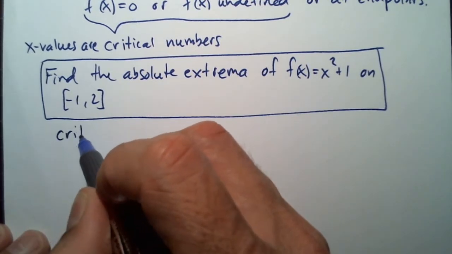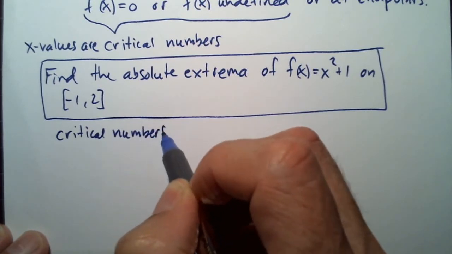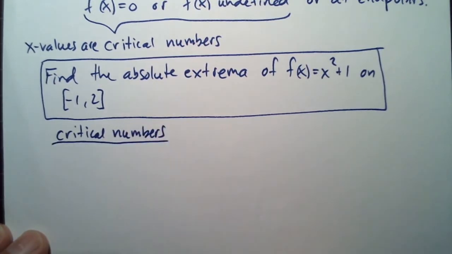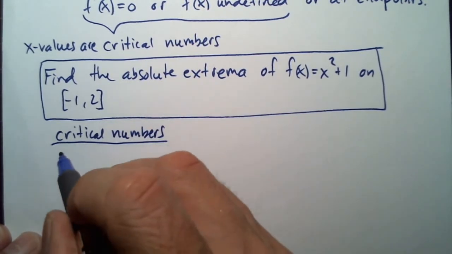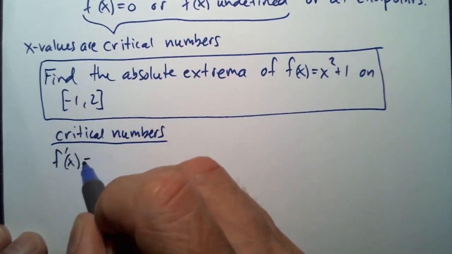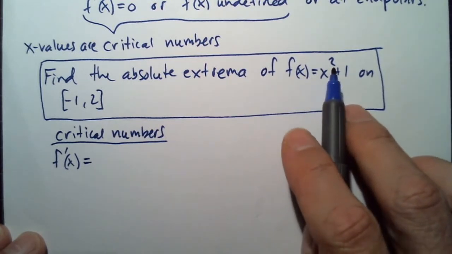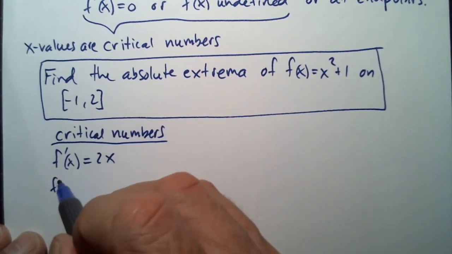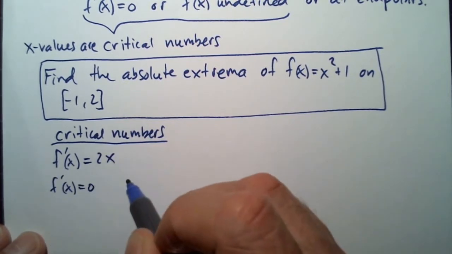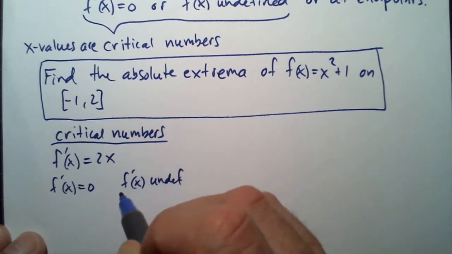Okay, so let's find the critical numbers. The critical numbers are when the derivative is 0 or undefined. So we have to find the derivative. The derivative of this, using the power rule, we get 2x. And then we want to know when the derivative is 0 or the derivative is undefined.